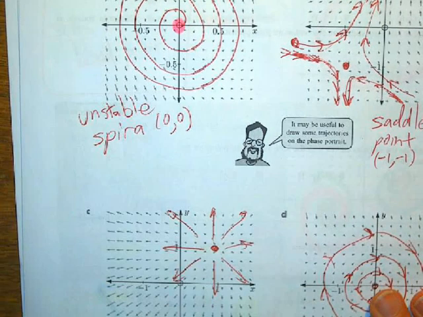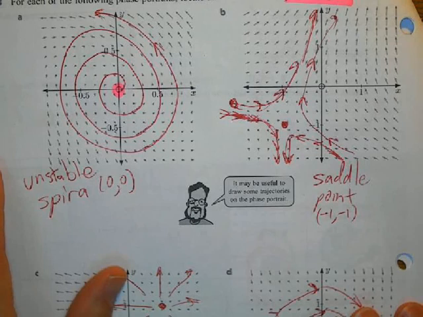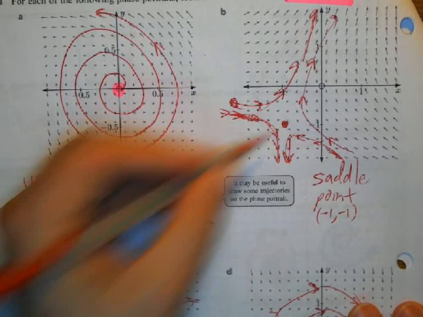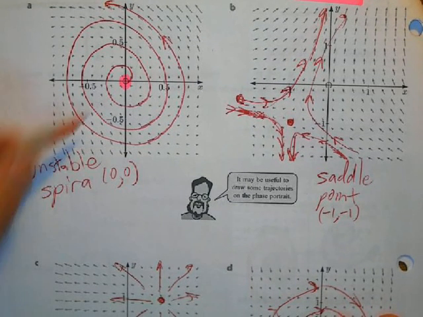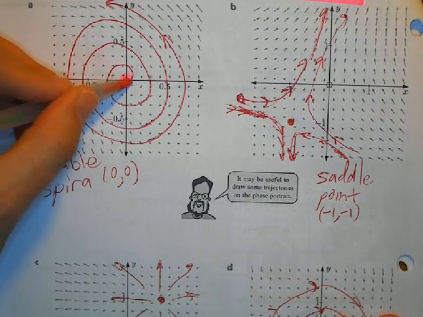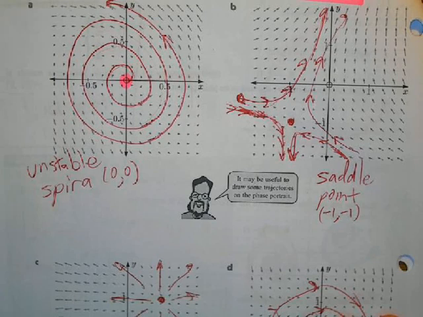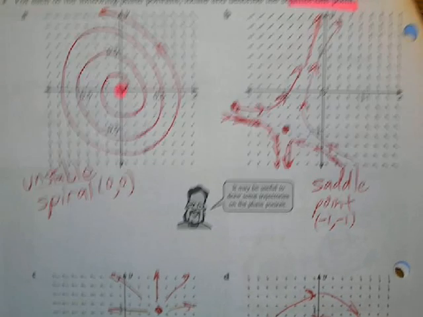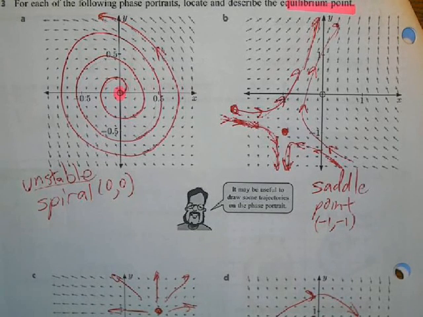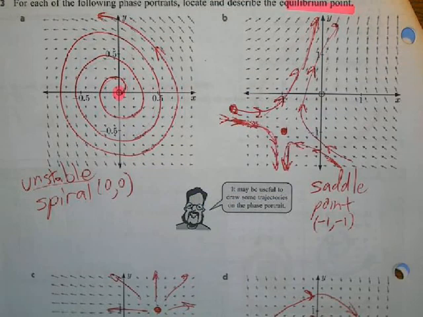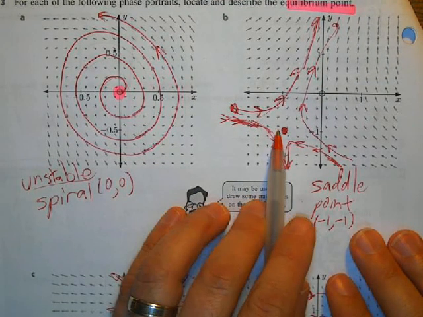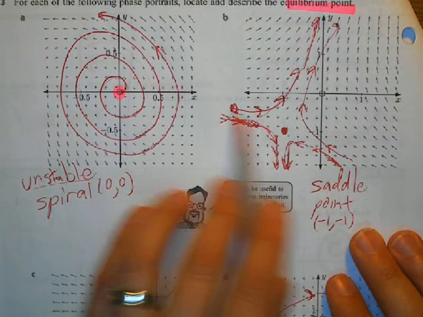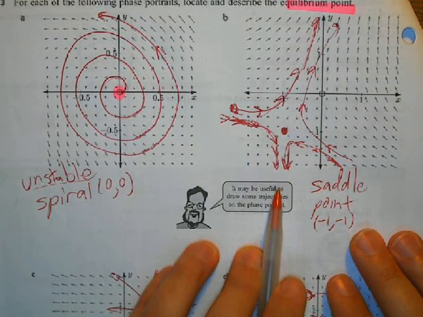Actually I'll just show these here. So for each of the following portraits, locate and describe the equilibrium point. So the equilibrium point is where it doesn't seem to be changing, and if I look at the examples, it kind of looks like it's going out and spiraling out, right? So that's called an unstable spiral, and these names and definitions are on this page right here. And here I've got an equilibrium point, and here we've got a saddle point. If you pick some different trajectories, you'll see that it kind of goes this way and then it kind of goes away.